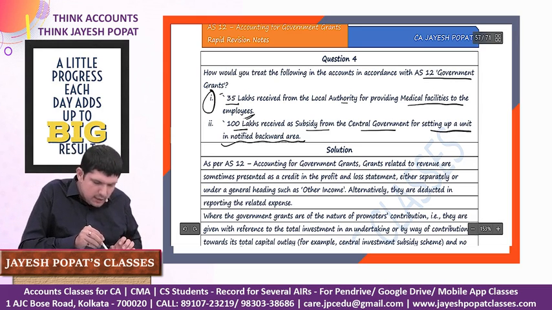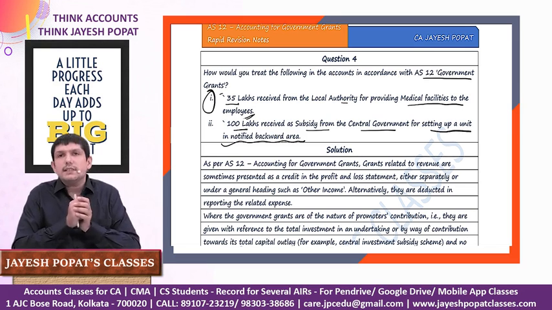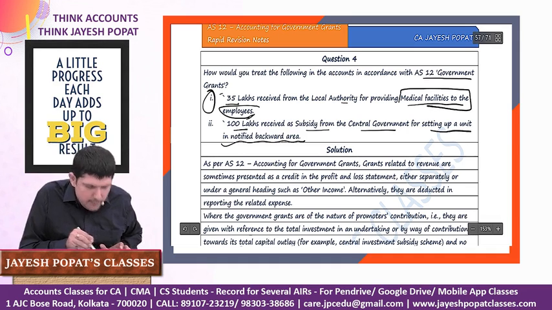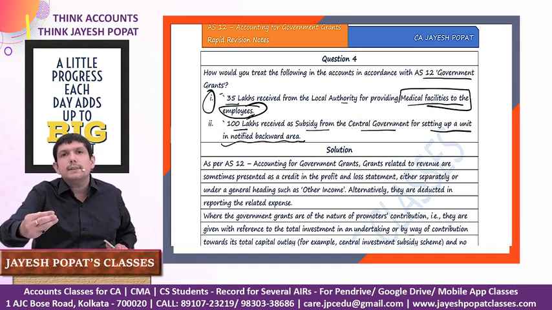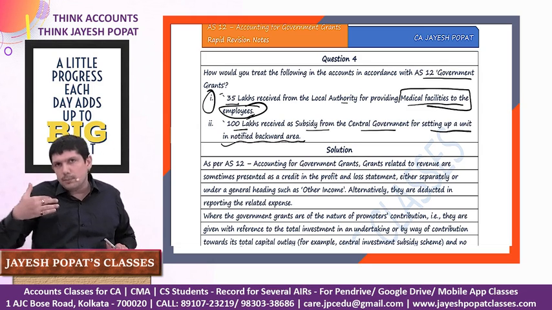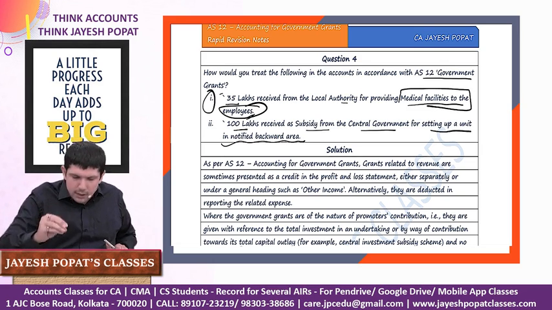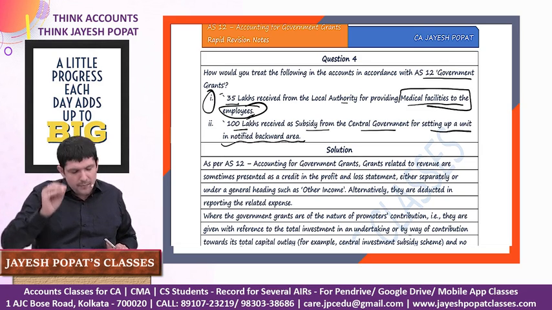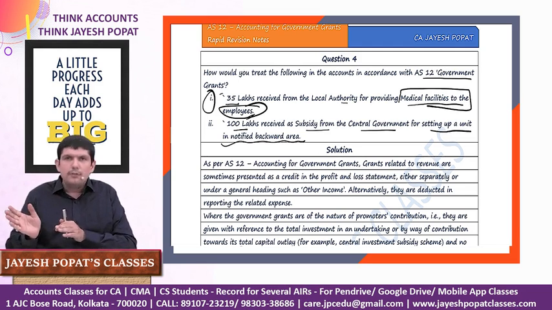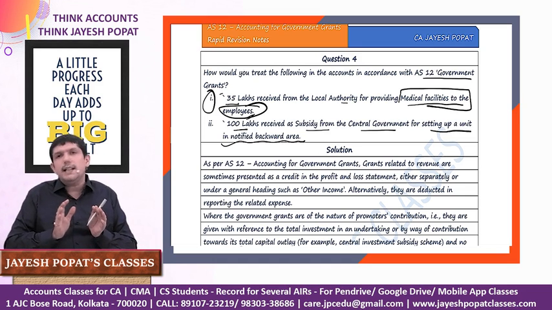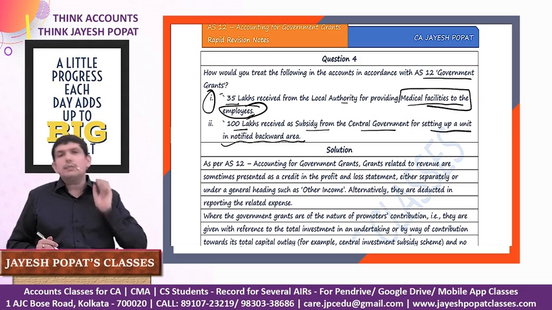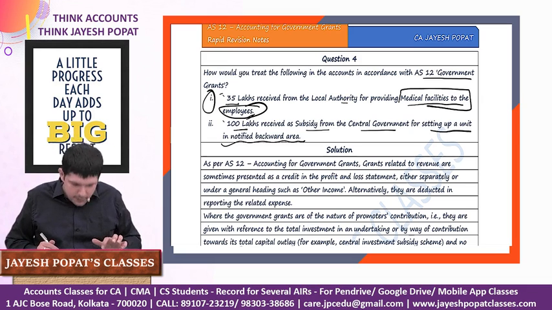So in the first case, this 35 lakh is to compensate certain expense which the company will incur, because it is for providing medical facility to the employees. So the company is incurring certain expenses in providing medical facility, and the government is reimbursing that cost or a portion of the cost to the company. So this particular grant is in the nature of revenue. In the second case, 100 lakh rupees is received as subsidy for setting up of a unit. So it is based on the investment made by the enterprise in setting up its unit. So this second item is in the nature of promoter's contribution, and it should be taken to the capital reserve.